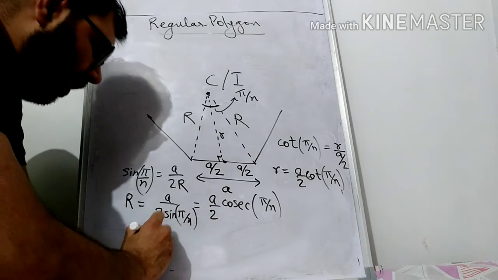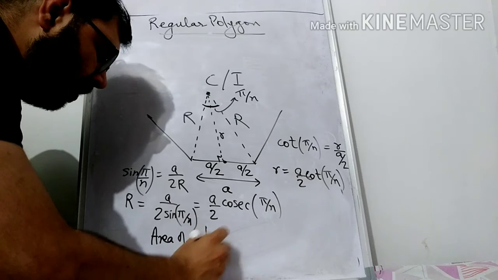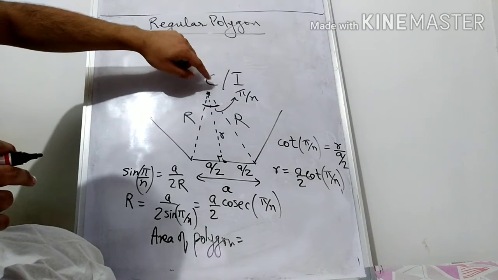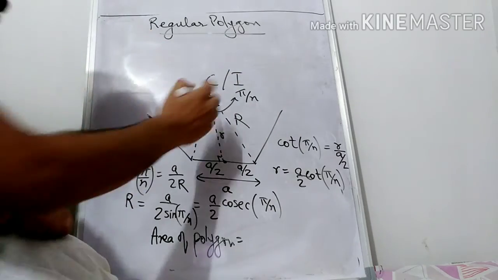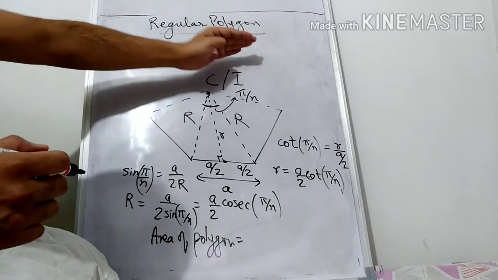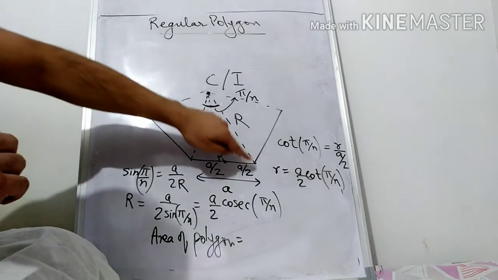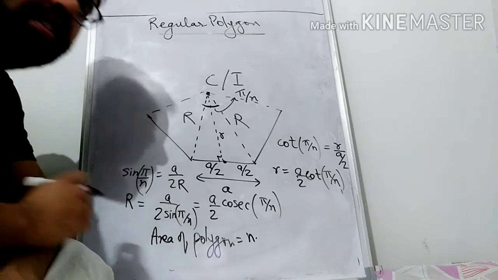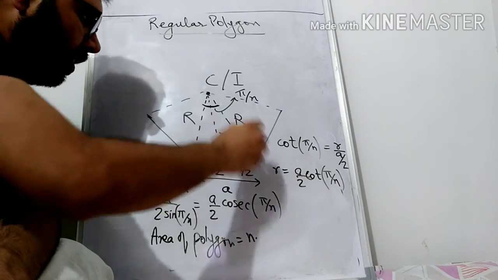And the last thing is, if we are interested in finding the area of the polygon, now this is a regular polygon, so all these triangles will be congruent. If we take this triangle, another triangle, all the triangles will be congruent, which means they will have equal area. So I will find the area of one triangle and then multiply that by n, because all the triangles are of equal area, right?